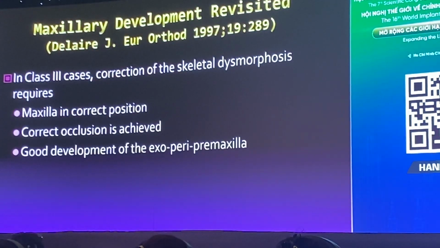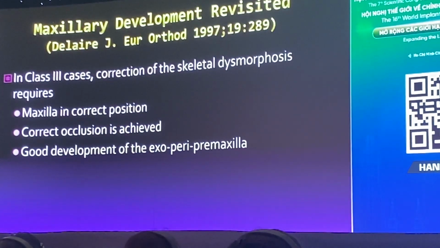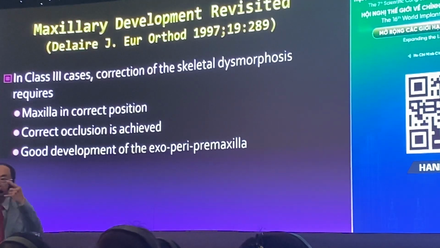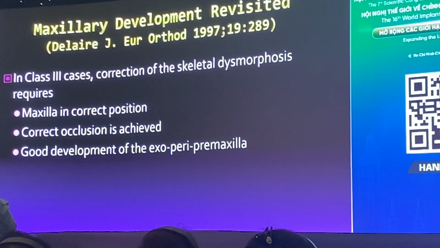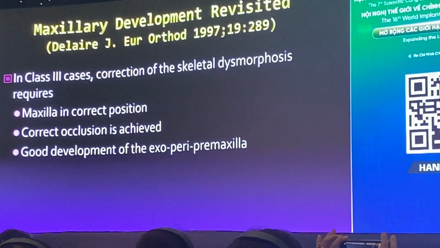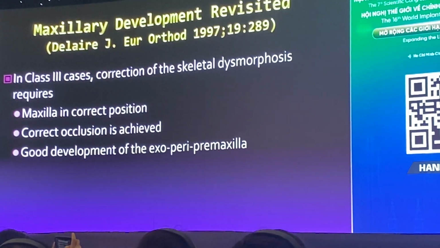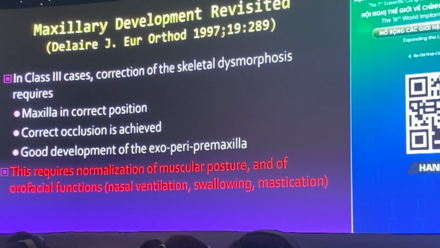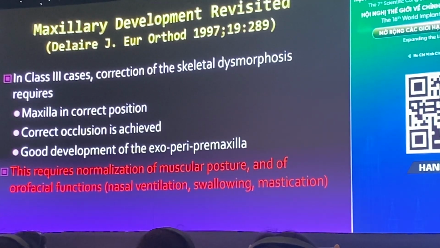And the last thing you need to understand, before we start looking at cases, is that for people who have a deficient maxilla, you must also consider the premaxillary area, that means the anterior part of the maxilla, including the reason why you need to use an expansion appliance in class 3 cases. Because this is from Dr. Dallaire, way back in 1997.